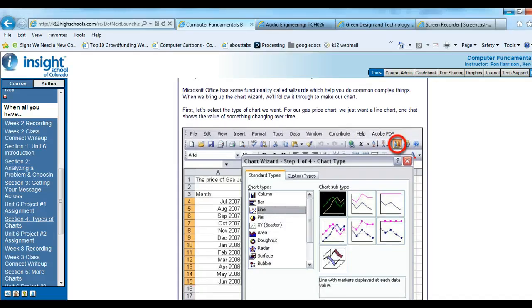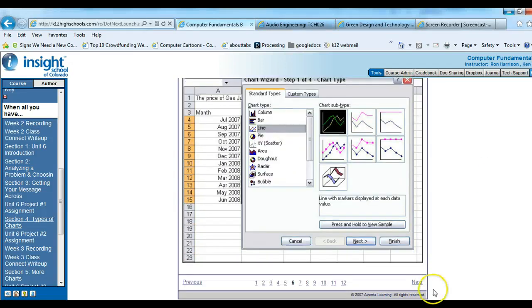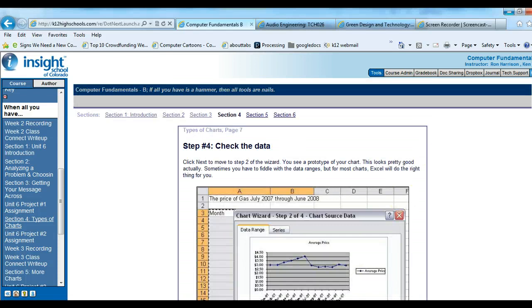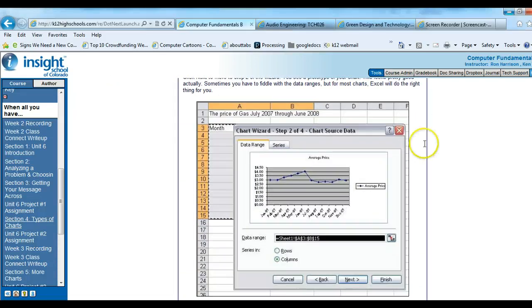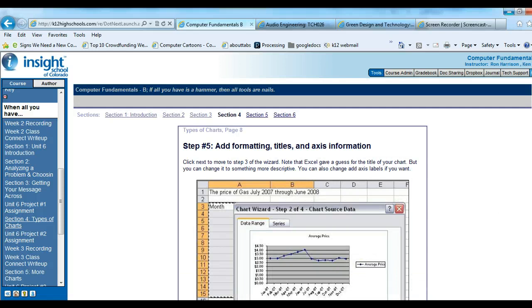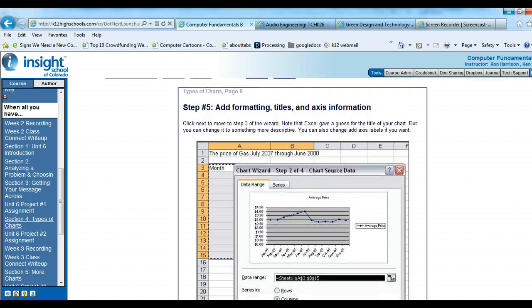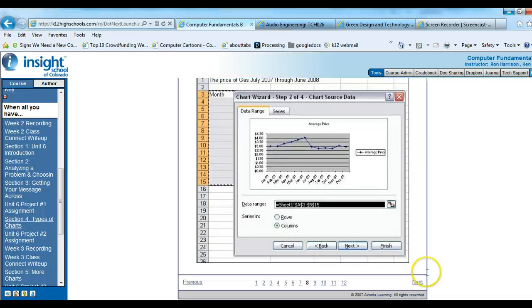Anyway, the wizards are to make life easier for you. So in this one, there you put in the chart. Then you check your data. This is where you make sure that it's highlighting the correct set of data. So you can see that this is highlighting all of the data from columns A and B, and then it's going to create this chart. So you're creating this chart as you move along. Then you add formulas and titles. So on your charting software, you can see where you add these titles, and you add the different pieces that you need to have so people can understand your chart.